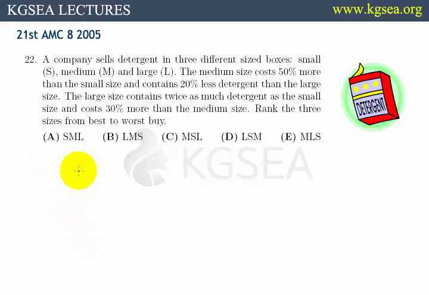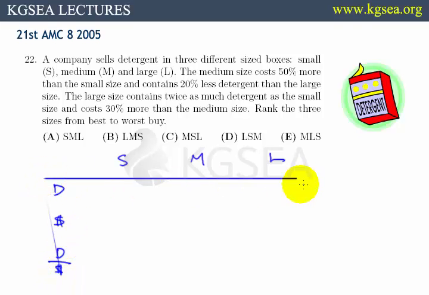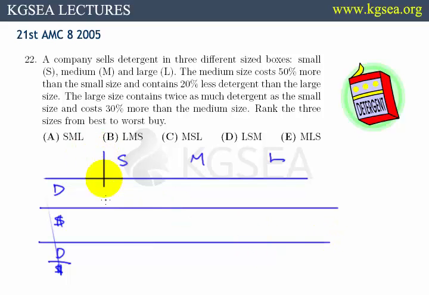This problem is about getting the best value, best buy or worst buy. In other words, we're interested in getting the most detergent per least dollar. So we should compare how much detergent each one has and how much each one costs. We've got small, medium, and large, and we'll see how much detergent each has and how much it costs. In the end, we'll compare detergent per dollar. So let's make a chart and quickly start comparing them.